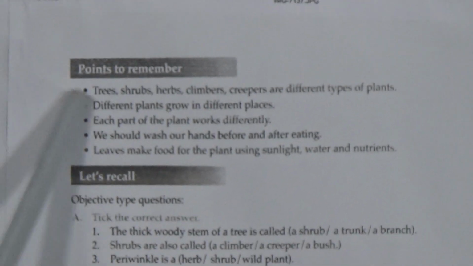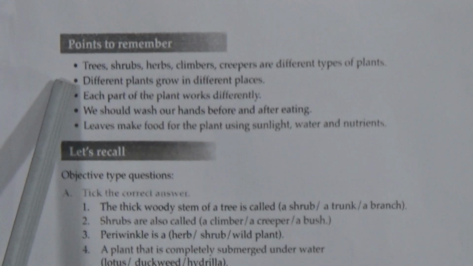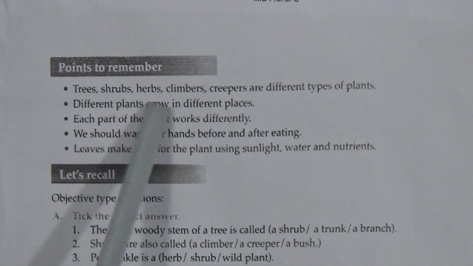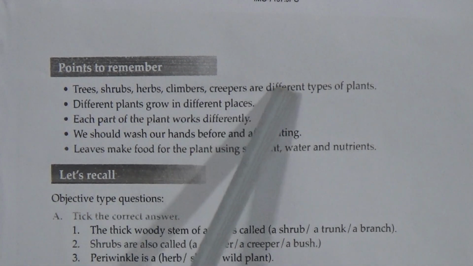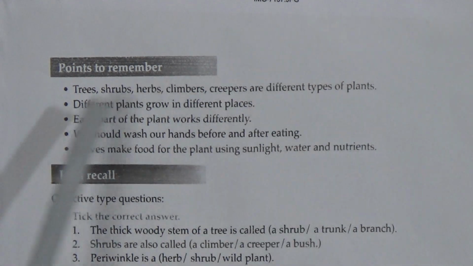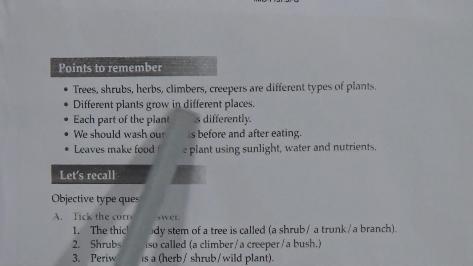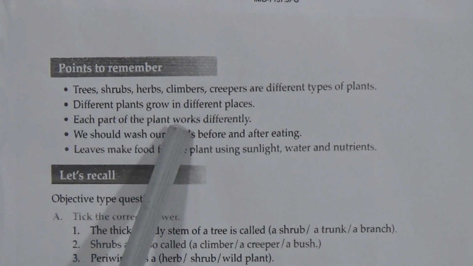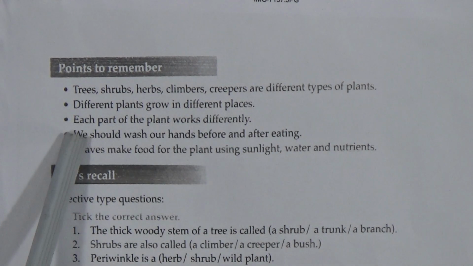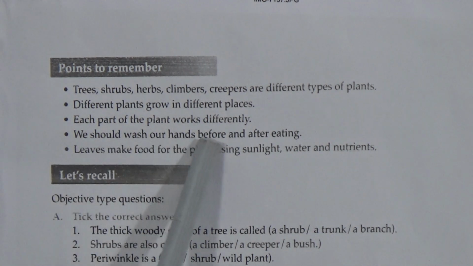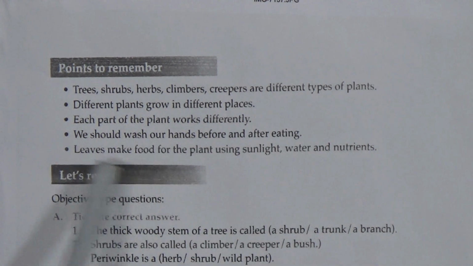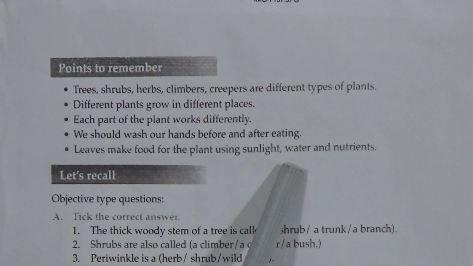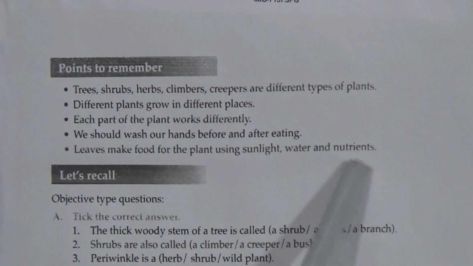Here are the points to be remembered from chapter 1, that means plants around us. Trees, shrubs, herbs, climbers, creepers are different types of plants. Different plants grow in different places. Third one, each part of the plant works differently. Fourth one, we should wash our hands before and after eating. And last one, leaves make food for the plants using sunlight, water and nutrients.